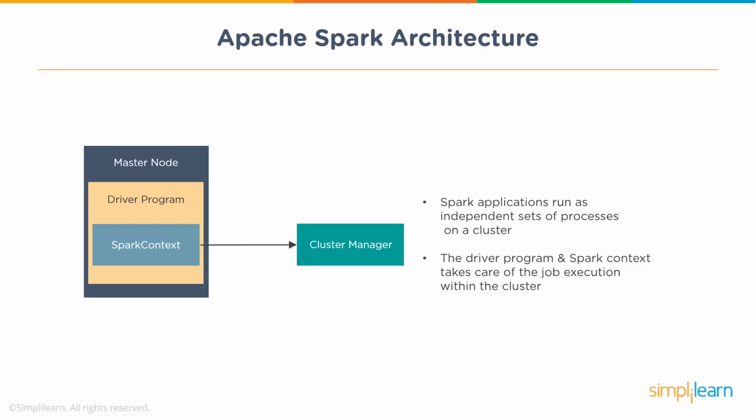Now the Spark context, which is an entry point, talks to the cluster manager. That could be YARN, Apache Mesos, or just the cluster manager of your Spark standalone cluster. And what does this cluster manager do? It is responsible for resource allocation. Spark applications run as an independent set of processes on a cluster. Your application is broken down into tasks, and these tasks run across machines in what we call executors. So the driver program and Spark context take care of your job execution.